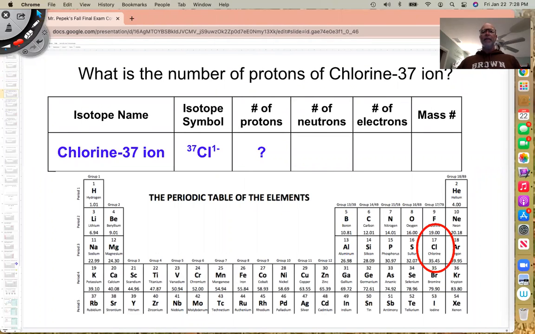And finally, let's just take a look at the next one. So on this one, you can see that we're working with chlorine 37, okay? As you can tell by the number 37, that's the mass. And then it has a -1 charge. So the charge is -1. So the first question is, how many protons, ladies and gentlemen, does chlorine 37 have?